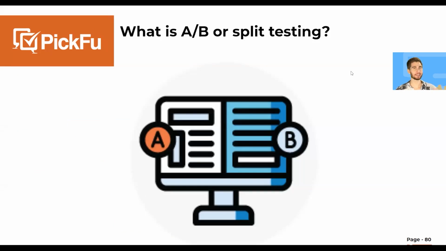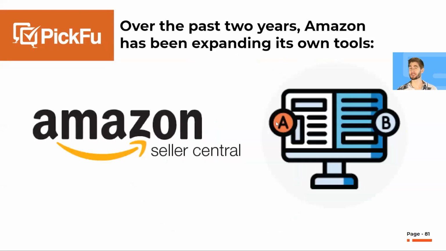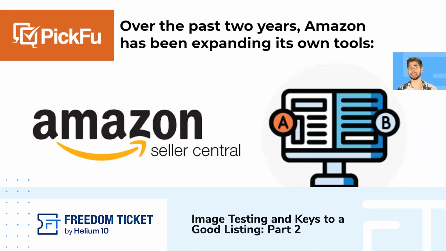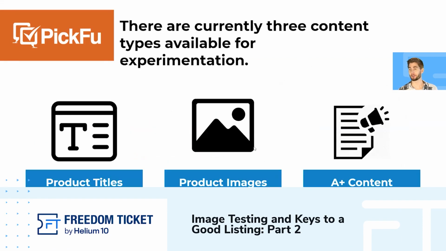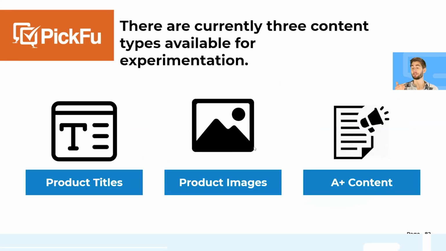A/B testing. I'm not going to talk at all about PickFu. You can use it inside of the Helium 10 tool, but there is a tool that everyone should be using as soon as you can as a seller, and that's called Managed Experiments. So basically, over the past 2 years, Amazon has been rolling out a tool inside of Seller Central that's free, and it's available to most sellers, that lets you test different versions of your product title, of your product images, actually only your main image, and your A+ content.